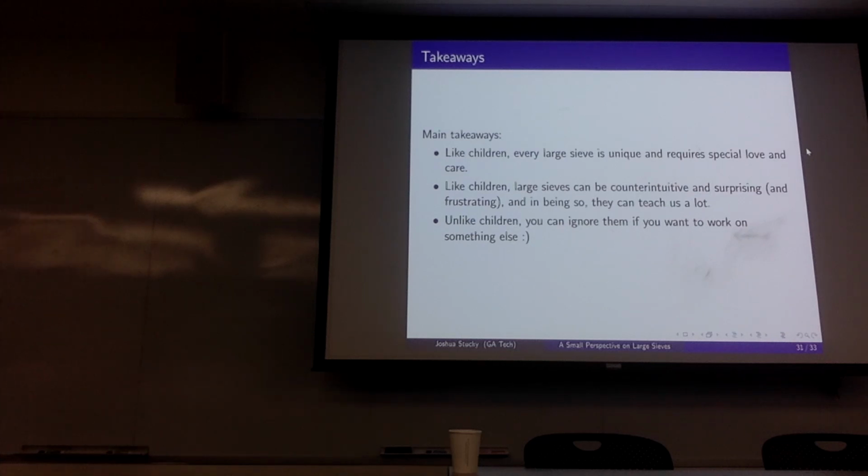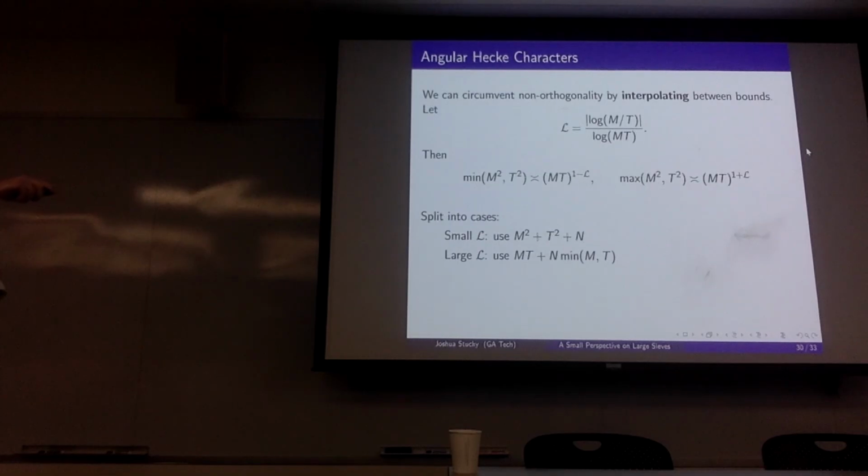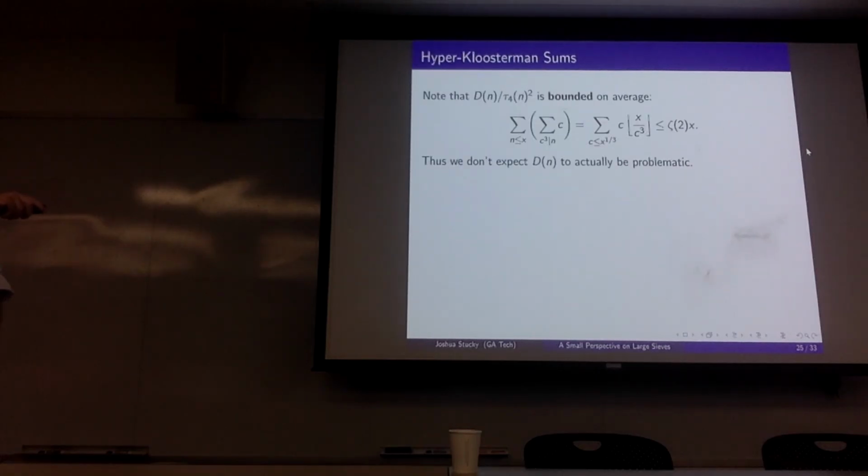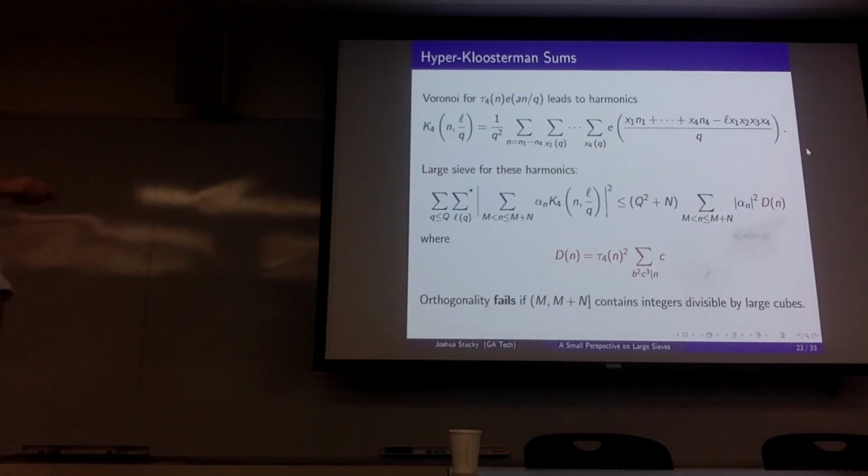Okay, I've got a little bit of time left, so let me briefly talk about where this arithmetic factor comes from. How does this c cubed pop up here?